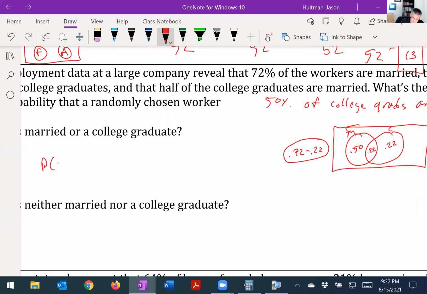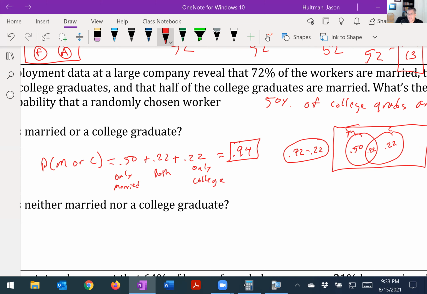So the probability of married or college is going to be 0.50 plus 0.22 plus 0.22. This is the probability that you're only married. This is the probability that you're only college. And this is the probability that you're both. We add that up and end up with 0.94, or 94% of them are married or went to college. So there's only 6% that did not get married or go to college.